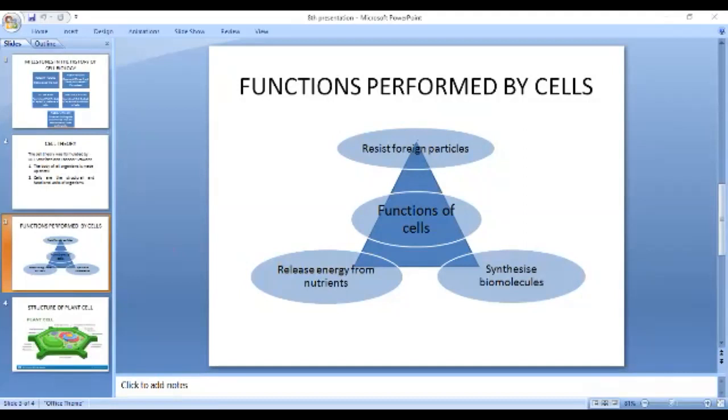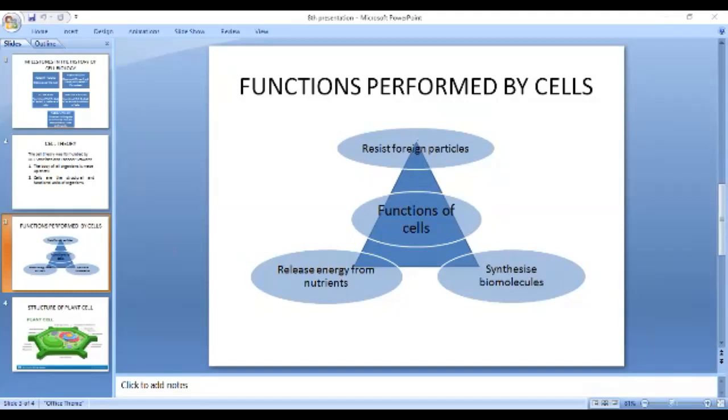Then release of energy from nutrients. So we all know that if we take in food, whatever food we are taking consists of so many nutrients in it. All these nutrients should be broken down to release the energy. And the energy is used by the cell for doing the different functions in our body. Is it clear for you? All these things you will study. What are the functions performed by the cell, and how a cell is functioning, everything you will study.